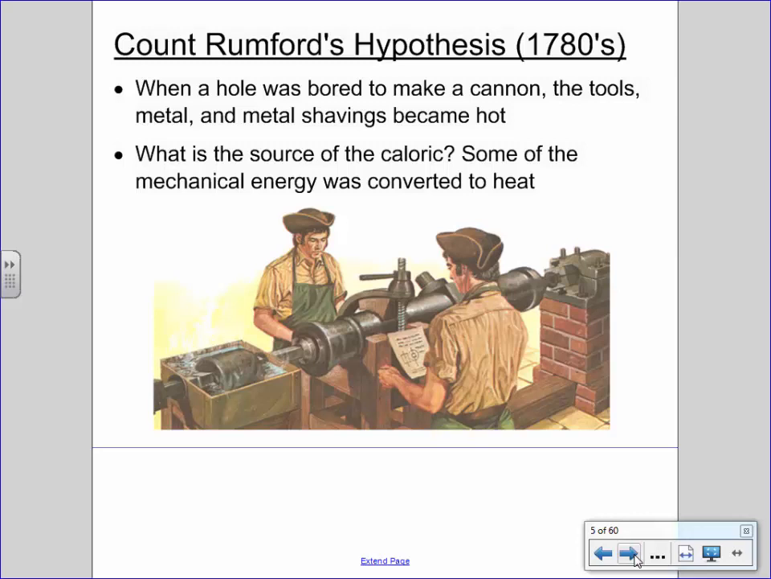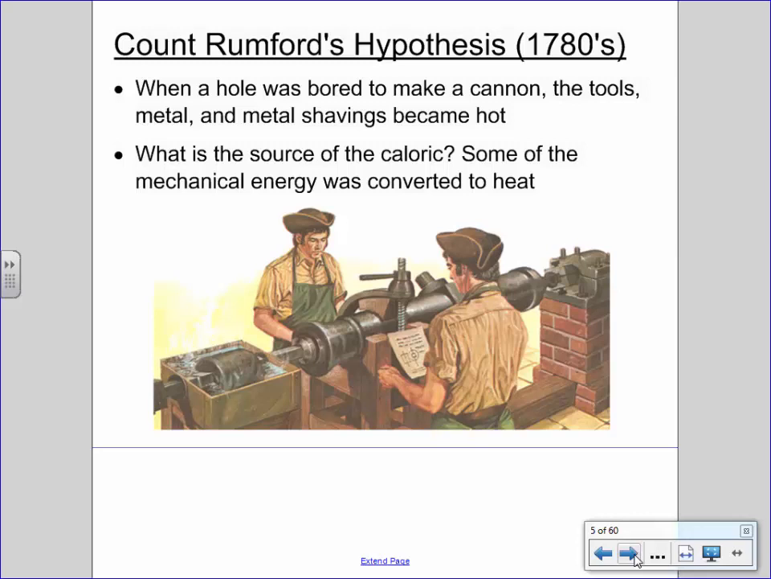And this guy named Count Rumsford, he came up with this hypothesis based on an experiment that he kind of saw or did. Okay, I want to take you back to the 1700s again. One of the main sources of fighting would have been to use a cannon. You guys think of Pirates of the Caribbean, you know how they have cannons on the side of the ship? How do you make a cannon?